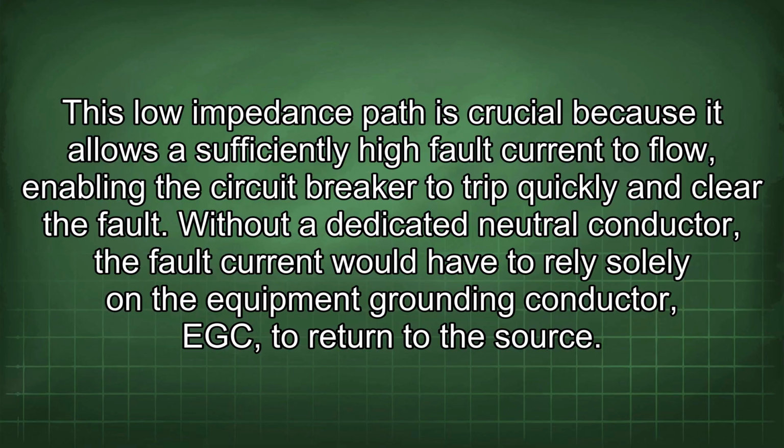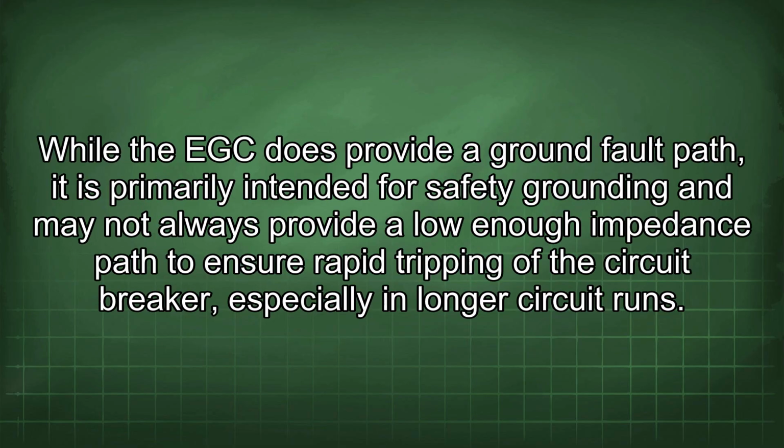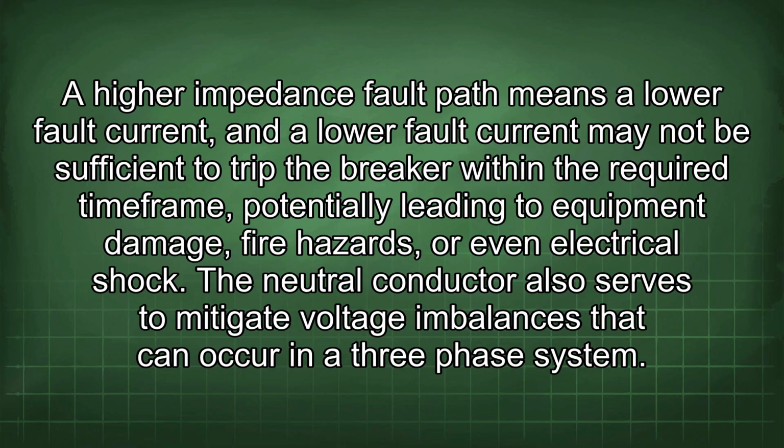Without a dedicated neutral conductor, the fault current would have to rely solely on the equipment grounding conductor (EGC) to return to the source. While the EGC does provide a ground fault path, it is primarily intended for safety grounding and may not always provide a low enough impedance path to ensure rapid tripping of the circuit breaker, especially in longer circuit runs. A higher impedance fault path means a lower fault current, and a lower fault current may not be sufficient to trip the breaker within the required timeframe, potentially leading to equipment damage, fire hazards, or even electrical shock.